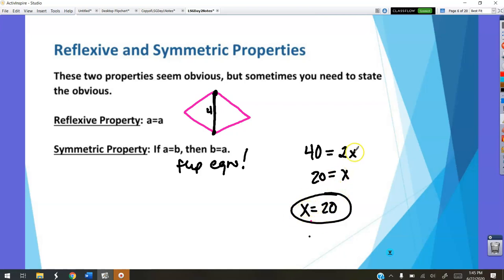So you do this already, where even though the x is on this side, at the end you end up saying it like this. That is technically the symmetric property. Basically, I can move this side over here and this side over here and it's still equal. So symmetric is just, if it's true forwards, then I can flip it and it's true backwards.